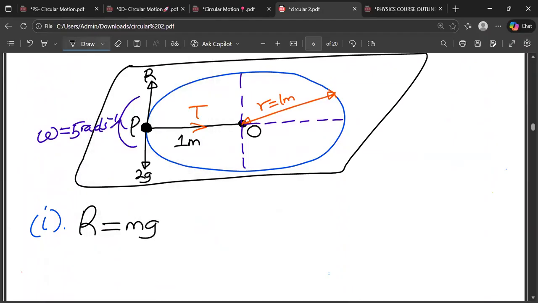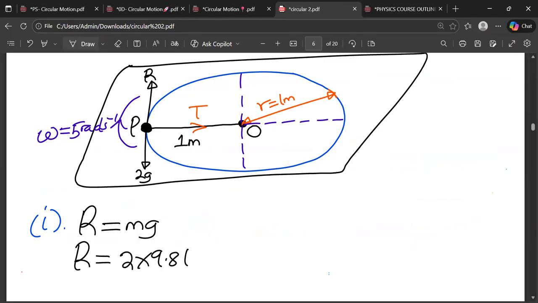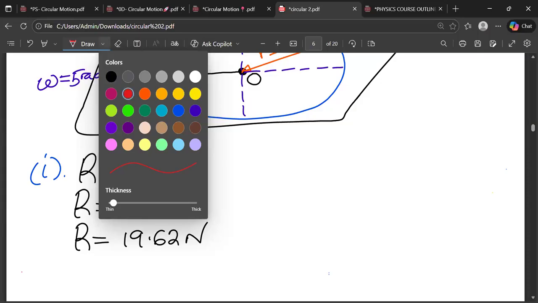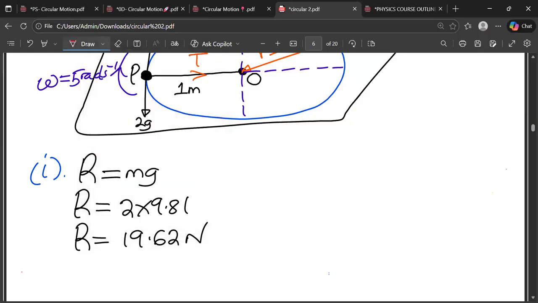That is, of course, after resolving vertically. Then you come and say our mass is 2 kilograms. Our g is 9.81. And then we get our R as 19.62 newtons. That is the force the table exerts onto P, and get your marks. Free marks.